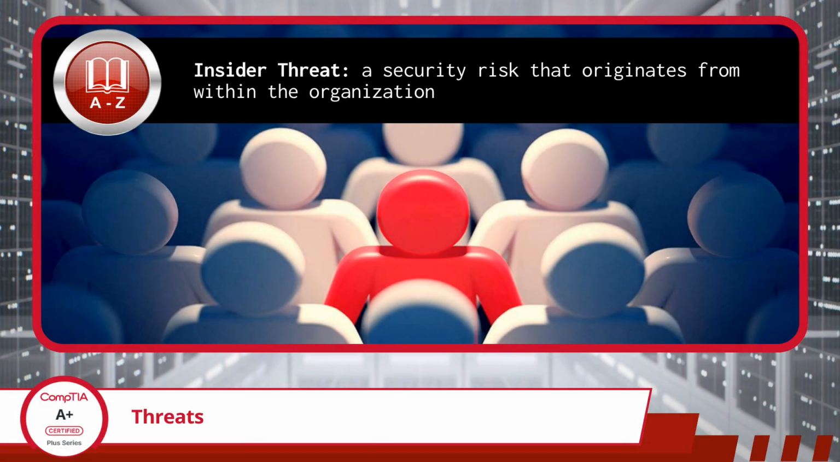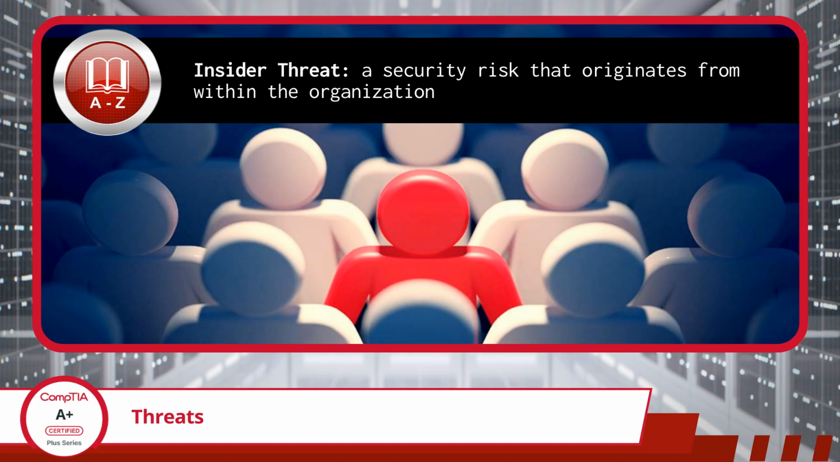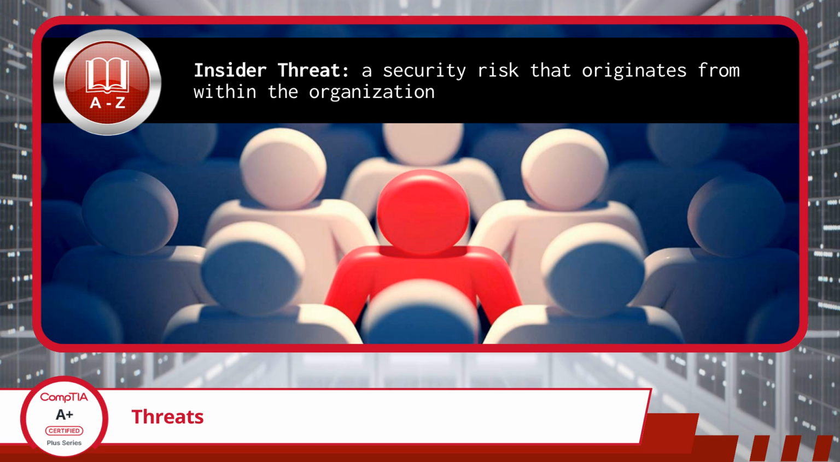Not all threats originate from outside an organization. Some of the most dangerous threats come from trusted individuals within the organization itself. This is known as an insider threat. An insider threat occurs when an employee, contractor, or business partner misuses legitimate access to systems or data. Sometimes the actions are malicious and intentional, while other times they result from carelessness or negligence. Since insiders already possess authorized access, they can often bypass security measures more easily than external attackers.